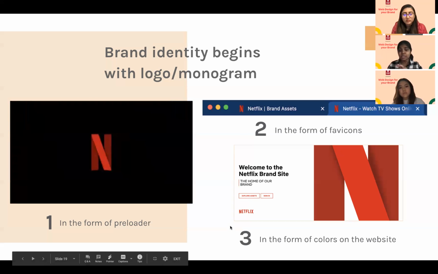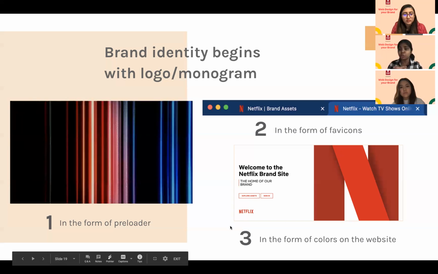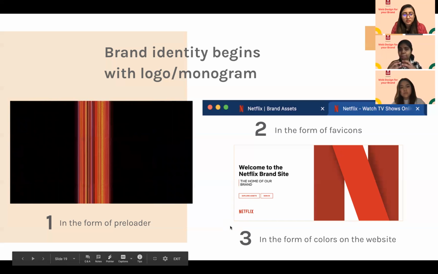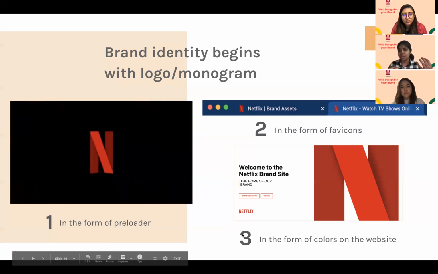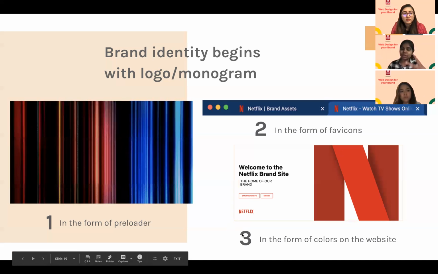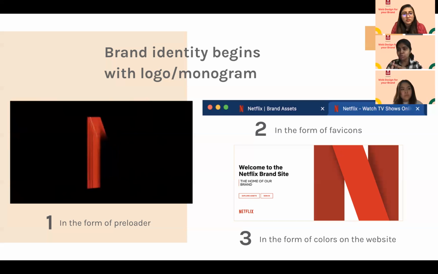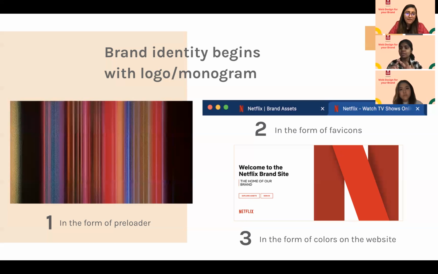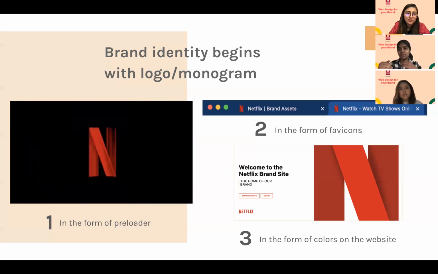And the third one is colors. The colors that you use on your website should be coherent with your monogram, because that represents your brand's personality. So, two things come here. One, your monogram should have the colors that you want your brand personality to depict. And secondly, your website should be a reflection of your monogram's colors and typography.